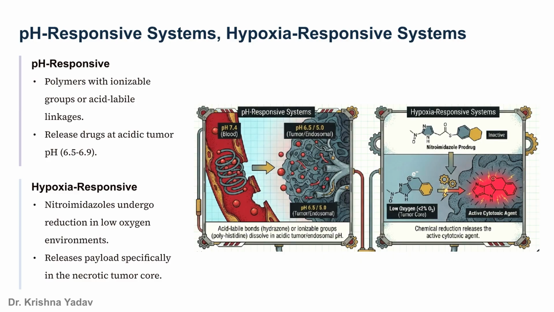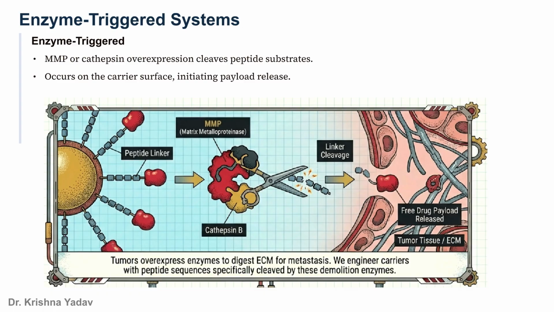Stimuli-responsive systems include pH-responsive polymers with ionizable or acid-labile groups that release drugs at the tumor's acidic pH. Hypoxia-responsive systems use agents like nitroimidazoles to release payloads specifically in low-oxygen necrotic tumor cores. Enzyme-triggered systems utilize the overexpression of enzymes like MMPs or cathepsins in tumors. These enzymes cleave specific peptide substrates on the nanocarrier surface, initiating the controlled release of the drug payload.